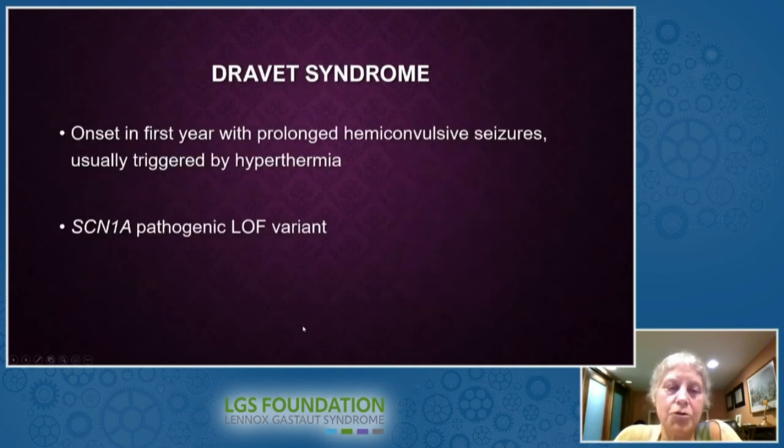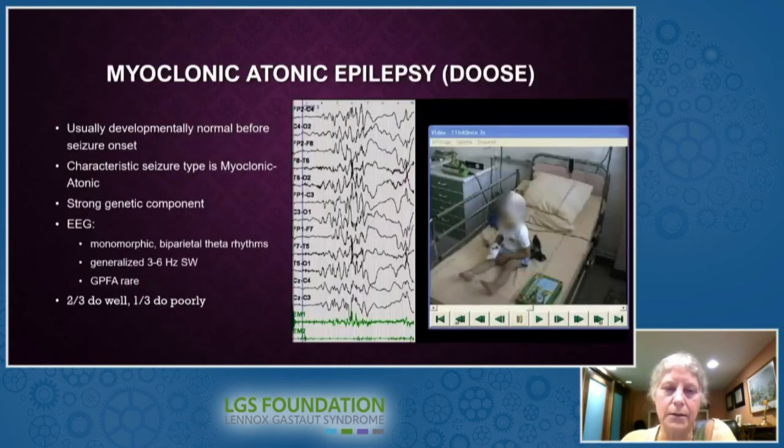And then Dravet syndrome. Dravet syndrome begins in the first year of life with prolonged hemiconvulsive seizures, typically triggered by hyperthermia associated with an SCN1A pathogenic loss of function variant. This does not evolve to Lennox-Gastaut. These are quite distinct syndromes.